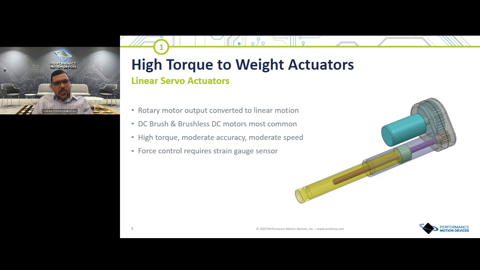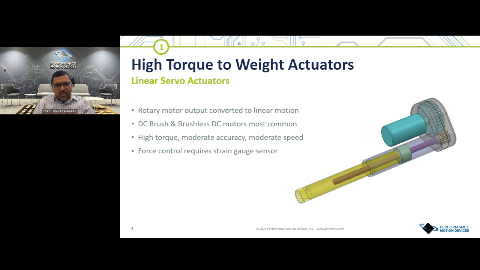The other thing we tend to see is the use of linear servo actuators. In this particular case, as the illustration on the right shows, it's a rotary motor whose output is converted to linear motion. The rotary motor drives, and it's coupled to a linear shaft. In this use case, it could be a DC brush or a brushless DC motor.